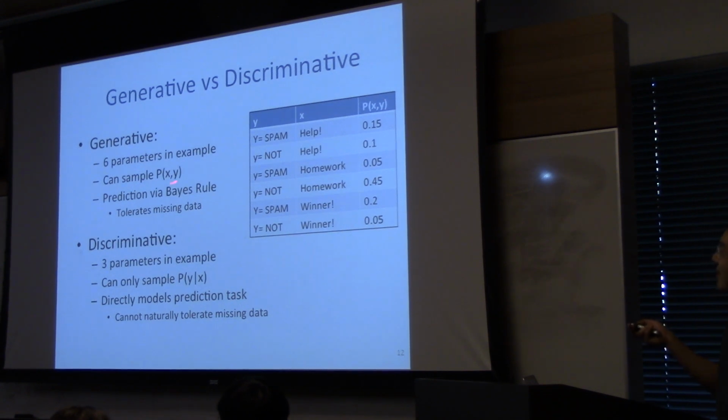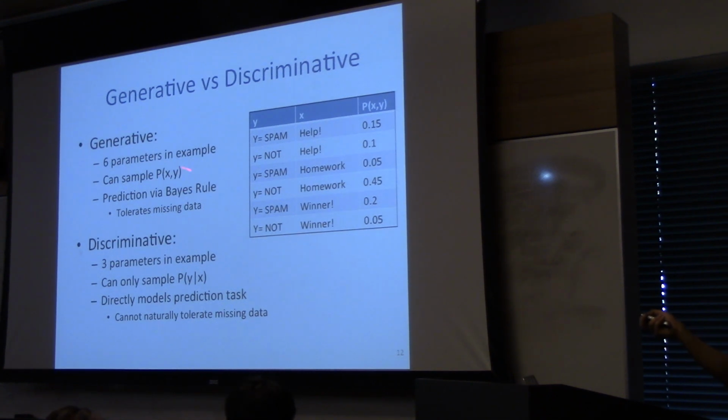With a generative model, you can sample from p of x comma y. So if this is the actual model that really describes how this data is generated, this is my model of the test distribution, if you will, I can actually draw samples from it to see if it looks like my training set. In discriminative models, even if it's a probabilistic discriminative model, you can only sample p of y given x. You cannot sample from the joint distribution.